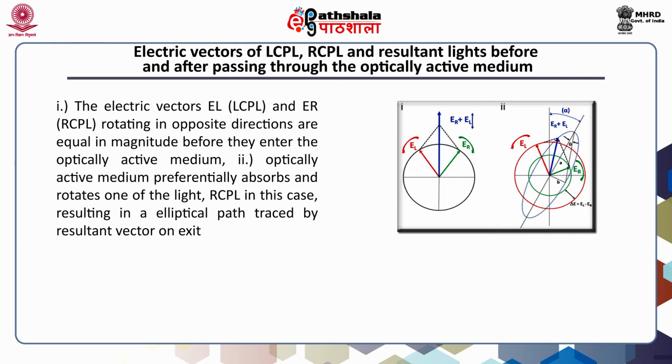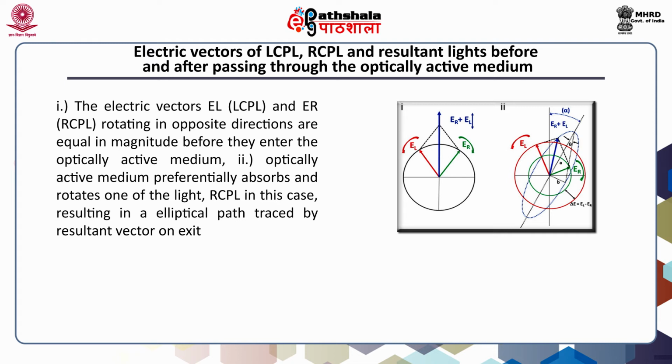Now, see the panel on the right side, which is the scenario after the lights have emerged from the medium. The medium is an optically active medium. Please see that EL, the electric vector of LCPL, has not changed, while the magnitude of the ER vector for RCPL has reduced because of absorption by the optically active medium. The electric vectors of both the circularly polarized lights are still circular but vary in amplitude, resulting in an elliptical path traced by the resultant vector.